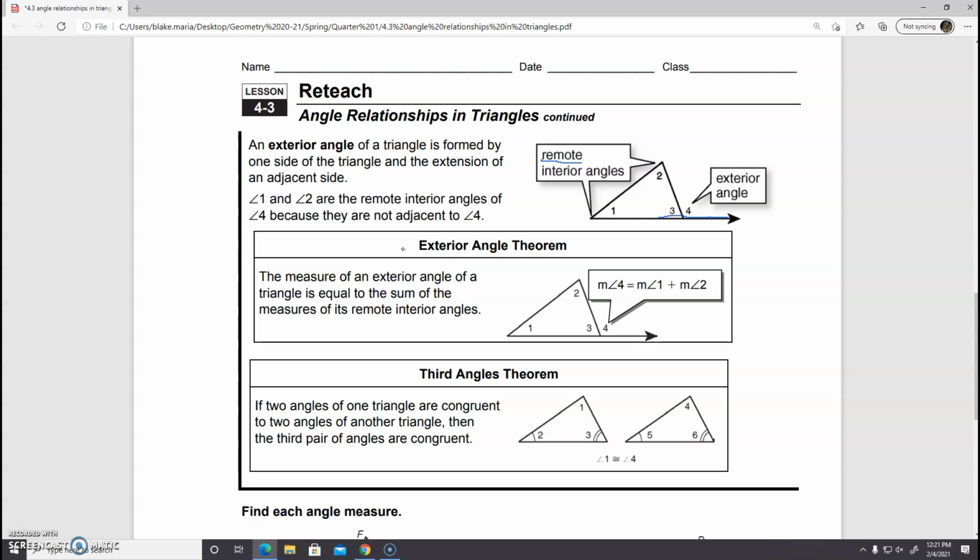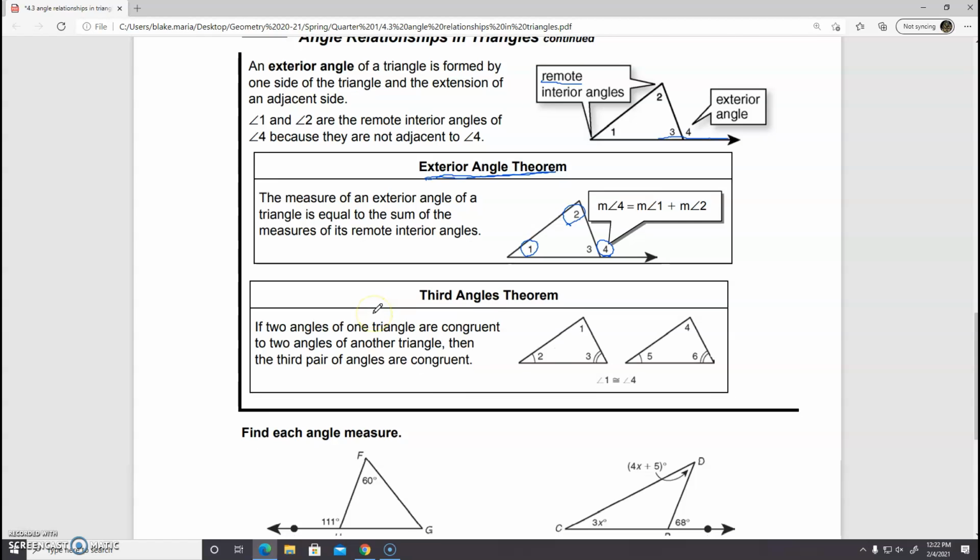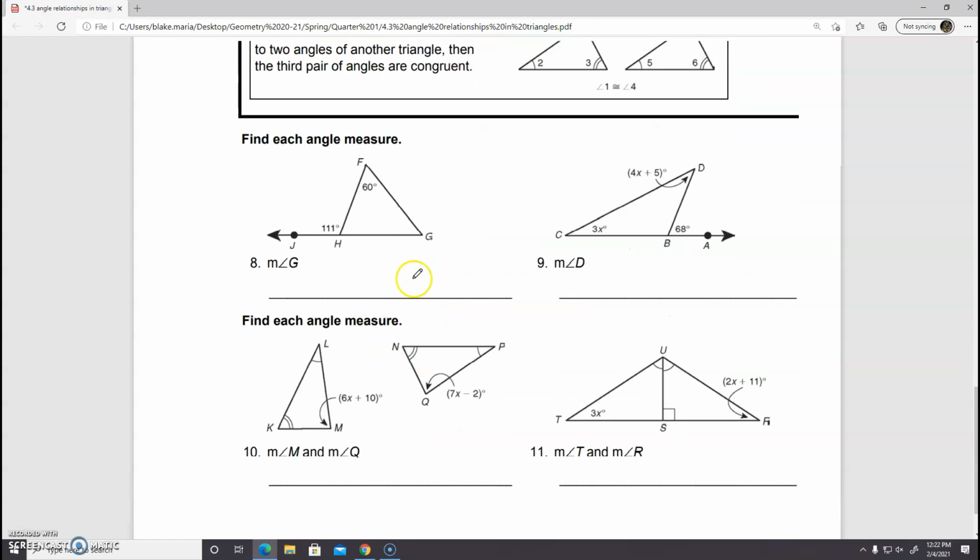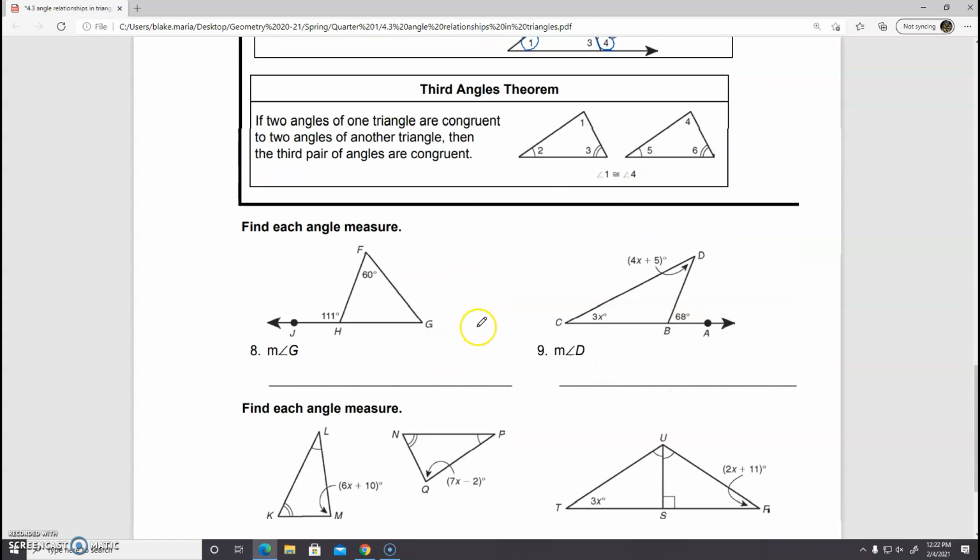So the reason we need to know that vocab is because of the exterior angle theorem. So the exterior angle theorem says that the exterior angle is actually the sum of the 2 remote interior. So angle 1 and angle 2, if you add those together, should be the same as angle 4. Let's see that in play before we do the third angles theorem. So we'll come back to this one.